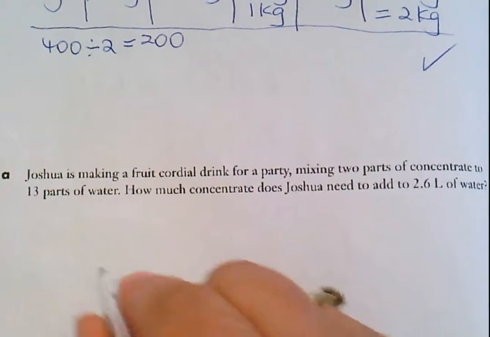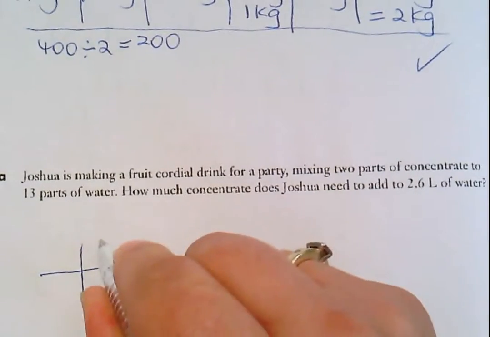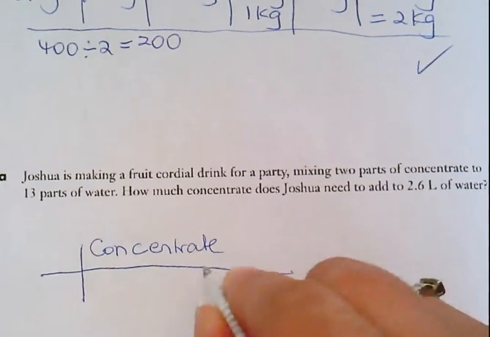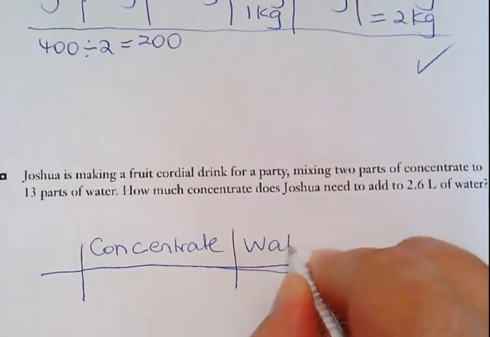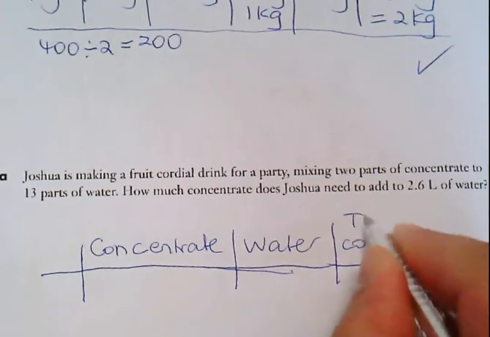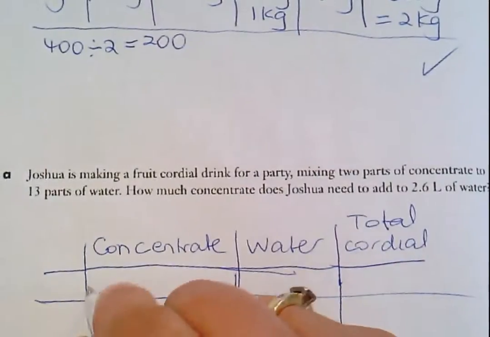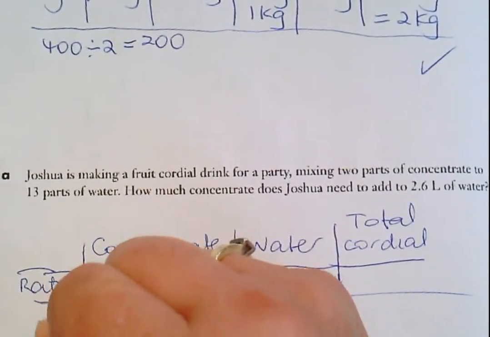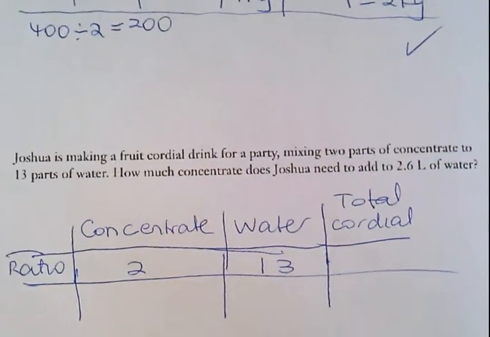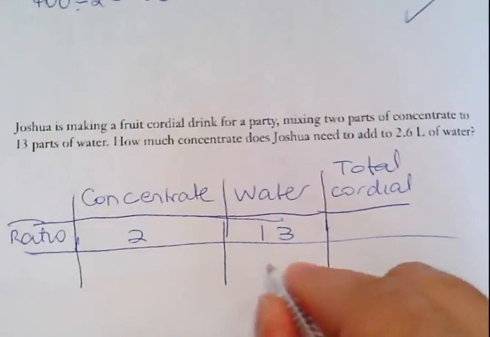Joshua is making fruit cordial drink for a party. 2 parts concentrate. So remember, we go concentrate is to water, and that's the cordial. Cordial means the total column. So how many parts to how many parts? Ratio is 2 parts concentrate to 13 parts water. How much concentrate does he need for 2.6 litres of water?